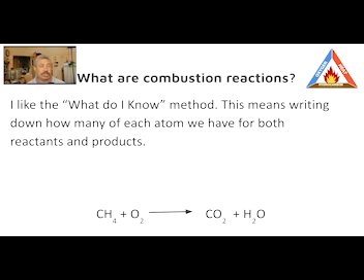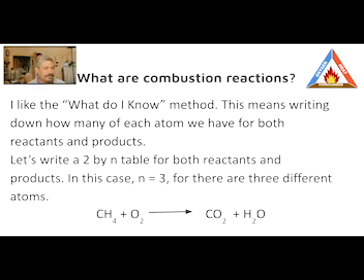I like the what-do-I-know method. This means writing down how much of each atom we have for both reactants and products. This is very important because if I'm working in research or industry, someone's going to be writing down what their goal is, what their ideas are. And I've got to go through that paper and annotate to say, okay, what do I know that they want? What do I know that they have in terms of using? In this case, I'm going to use a very simple tool called a 2xN table. 1 column for the reactants and 1 column for the products.